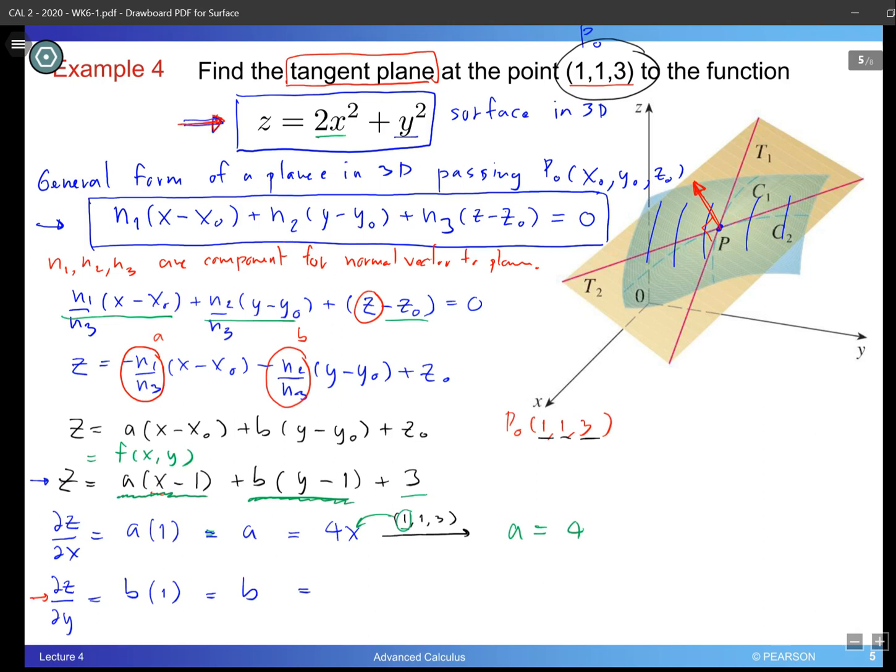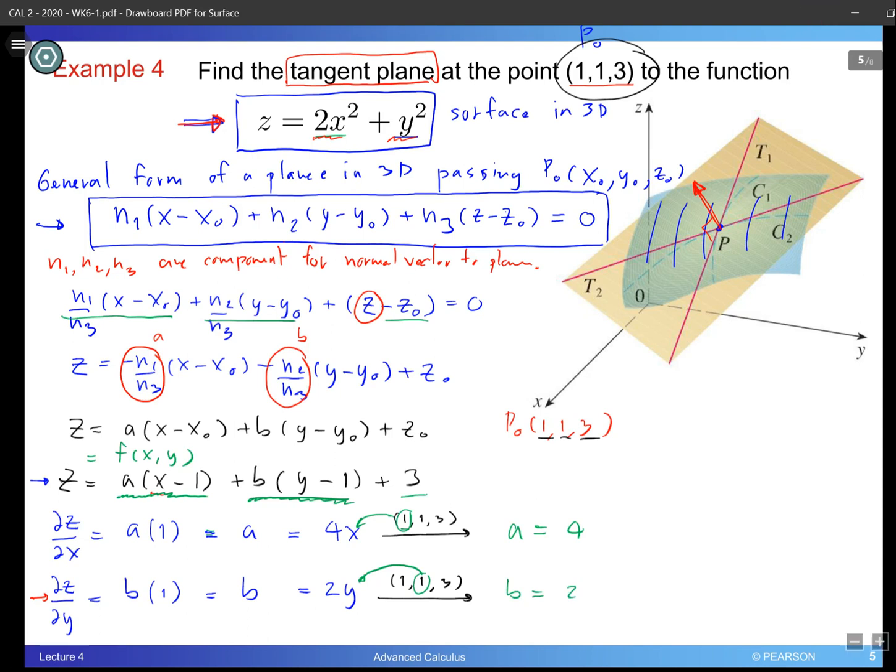I am going to differentiate this with respect to y. Differentiate this one with respect to y, it goes to 0. Differentiate this one with respect to y, I get 2y. So in the end, I have b equal to 2y. And once again, I can apply the point that I have, (1, 1, 3), which means y equals 1, and it goes here. And it means that I have b equal to what? 2. Alright, this looks good.